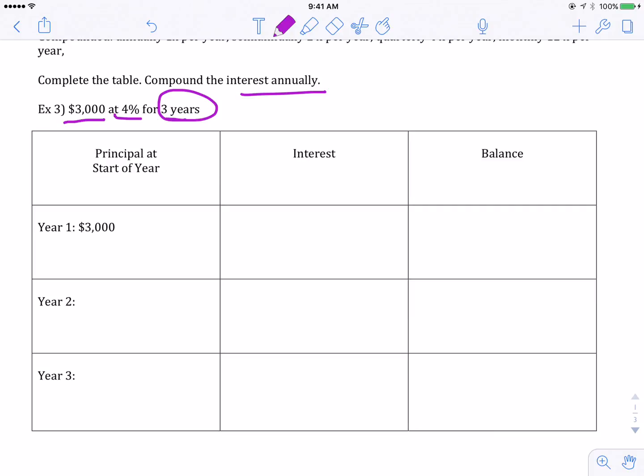So the first year, we would take 3,000 times 0.04 times 1 because it's only been 1 year. When we do that, we get $120. That means we'd have $3,120 at the end of that year. Now, if this were a loan, we'd be borrowing. If it's savings, this could be how much money is added into our savings at the end of the year. So at the end of the year, we'd have $3,120.